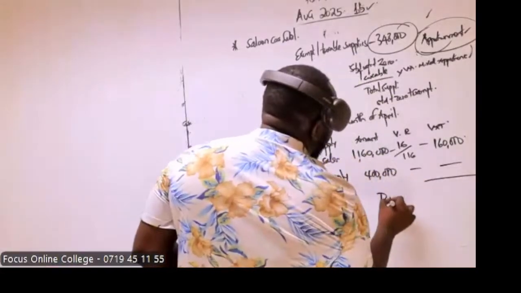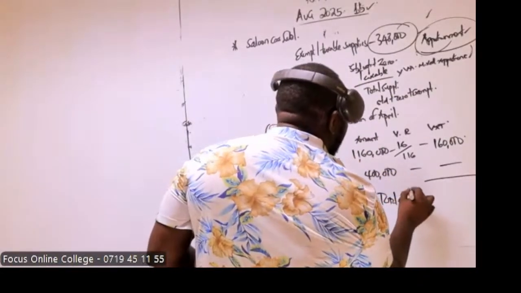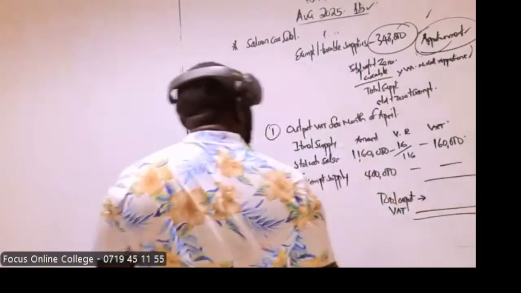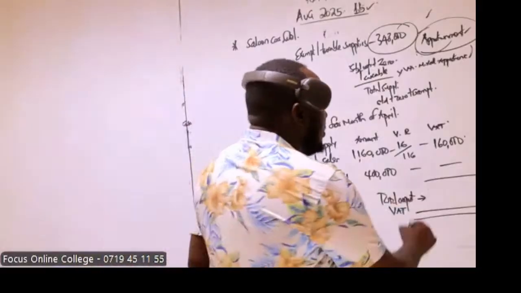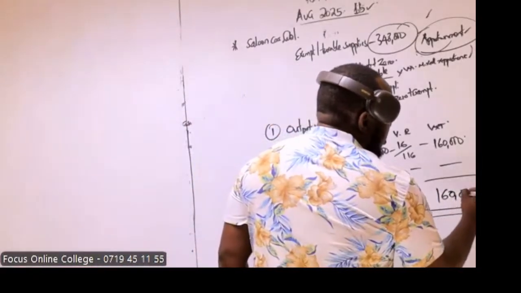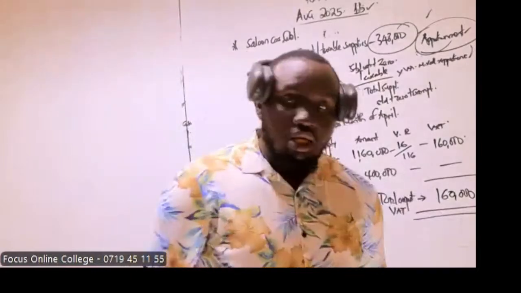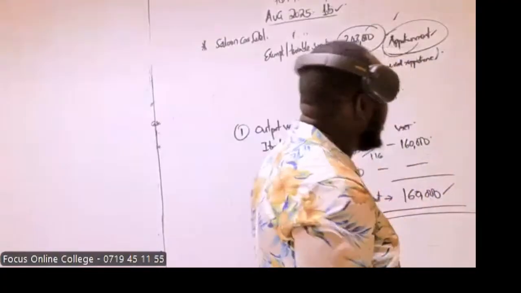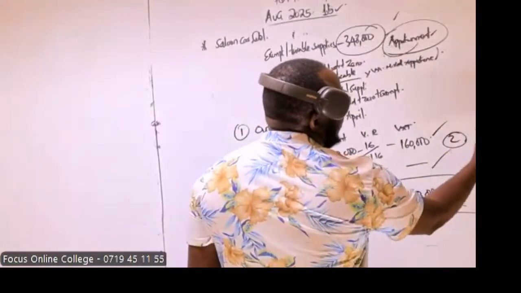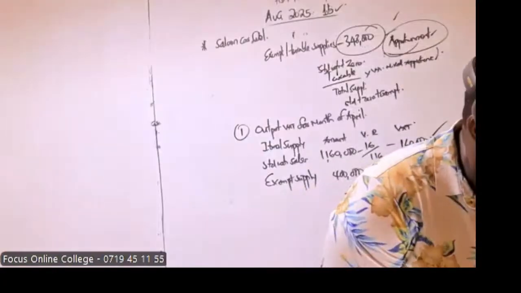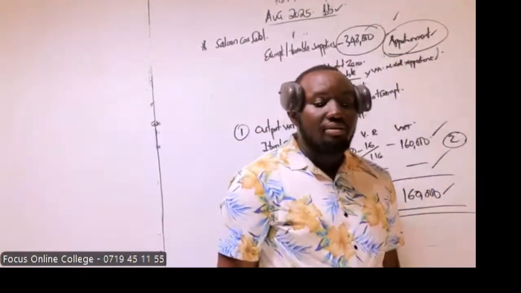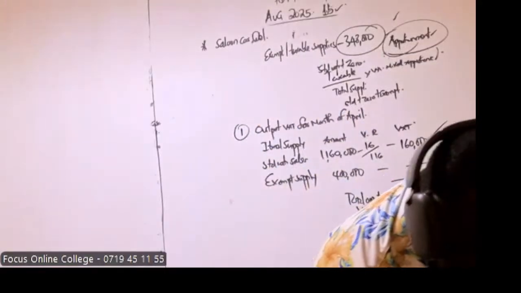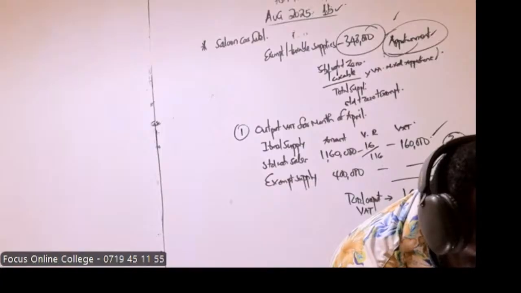So what is the total output VAT? That gives us 160. Are we together? So with that, the end point is this. If you do that, you have your 2 marks. Is that 2 marks a walkover? So take a breather, and we come back.